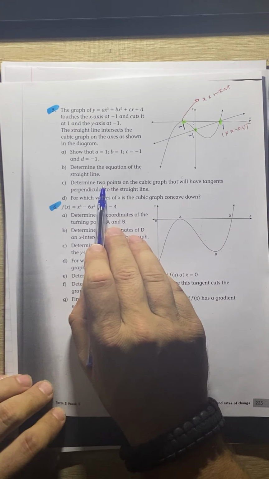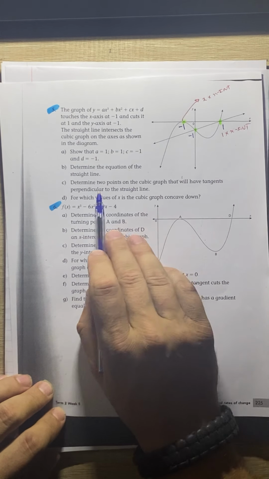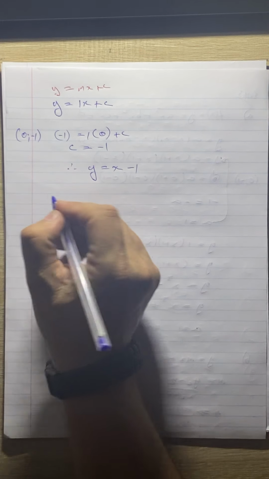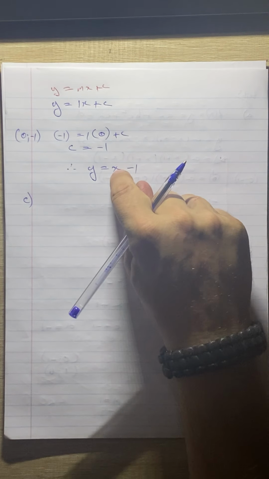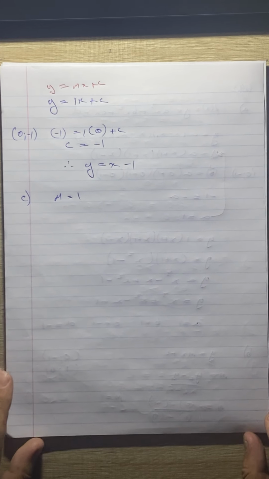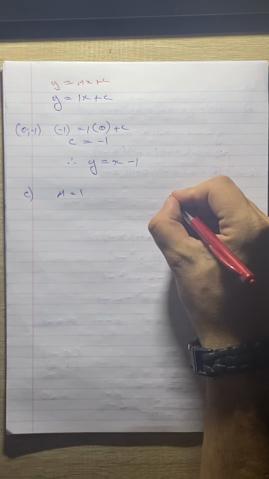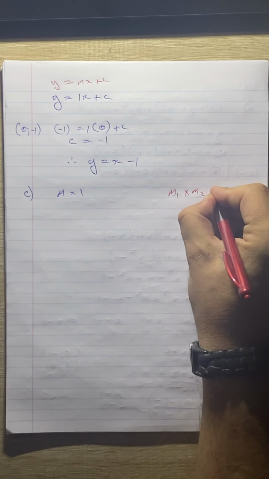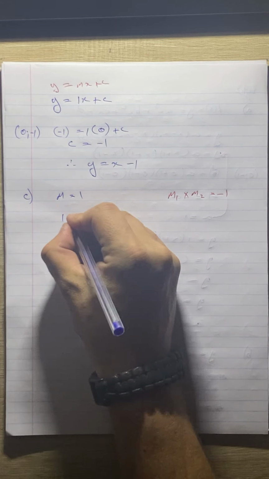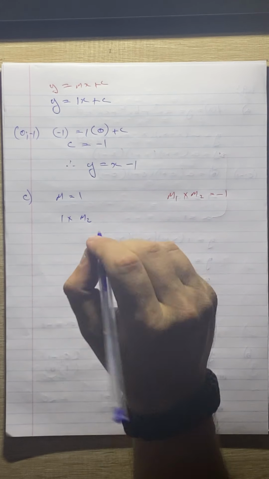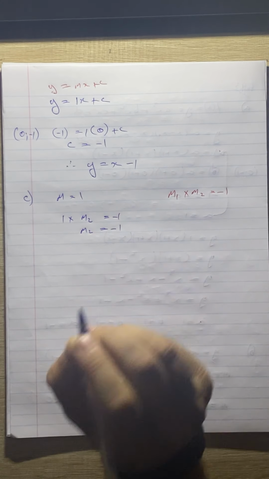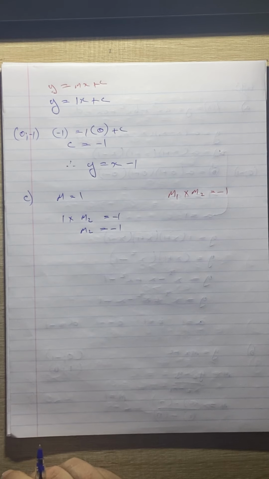Question C. Determine 2 points on the cubic graph that will have tangents perpendicular to the straight line. So what we want to do here, grade 12s, is find the gradient that is perpendicular to this one. We've got m is equal to 1. Now remember, for perpendicular lines, m1 times m2 equals minus 1. So 1 times m2 equals minus 1. Divide through by the 1, so m2 is equal to minus 1. So we need to have a gradient of minus 1.